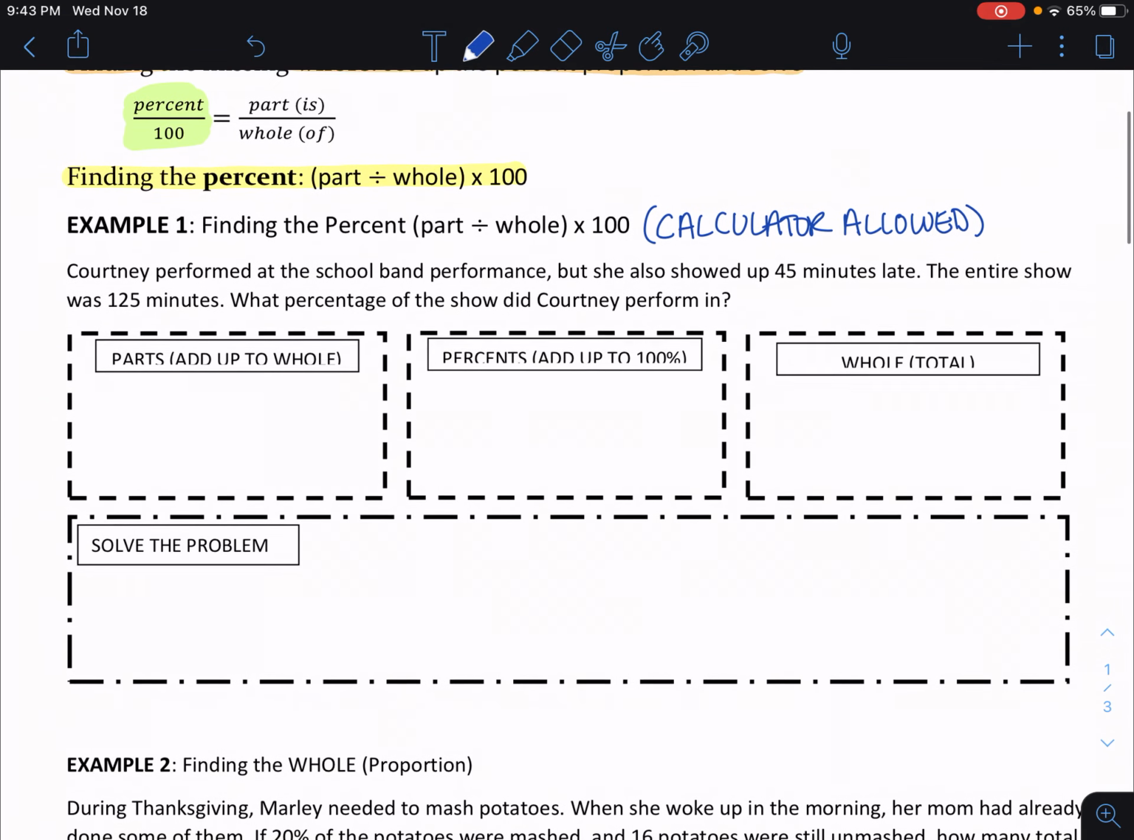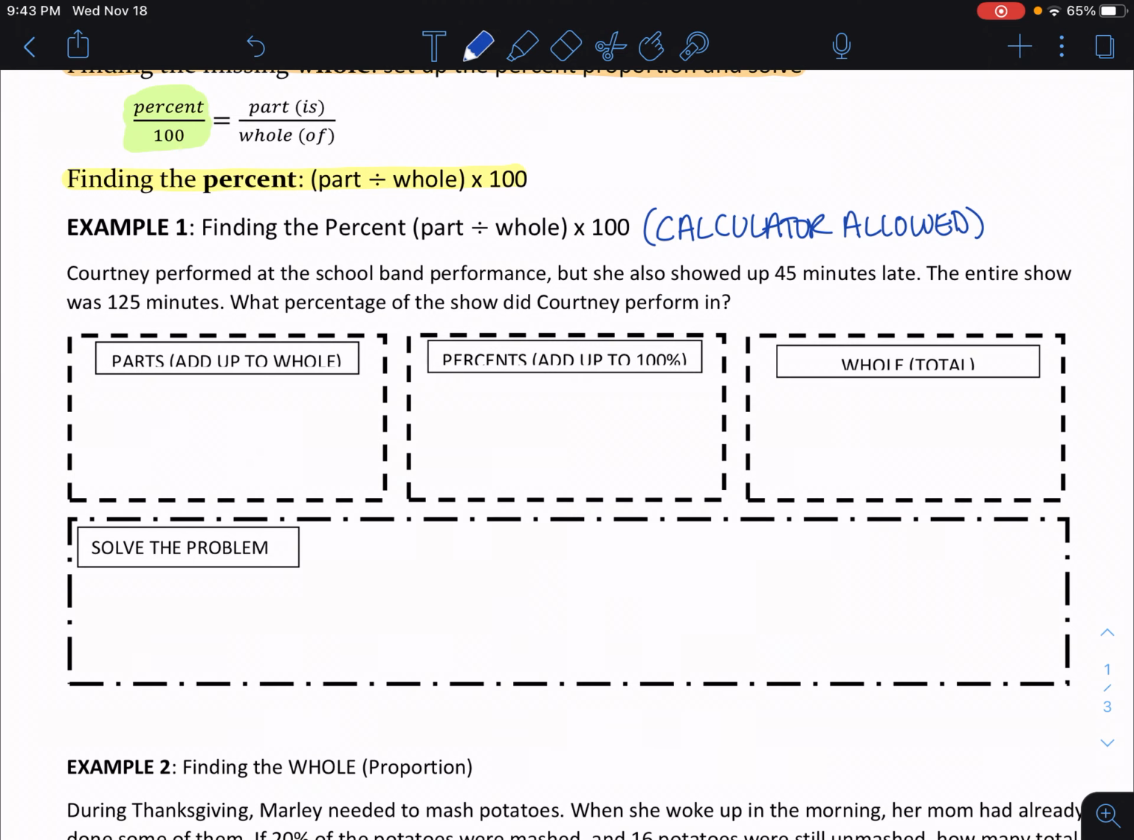So in this first one, we're finding the percent. It says Courtney performed in the school band performance, but she also showed up 45 minutes late. The entire show was 125 minutes. What percentage of the show did Courtney perform in?